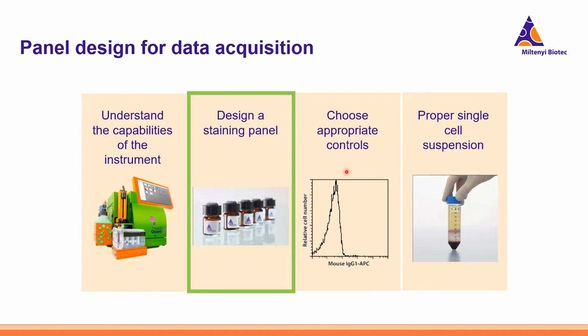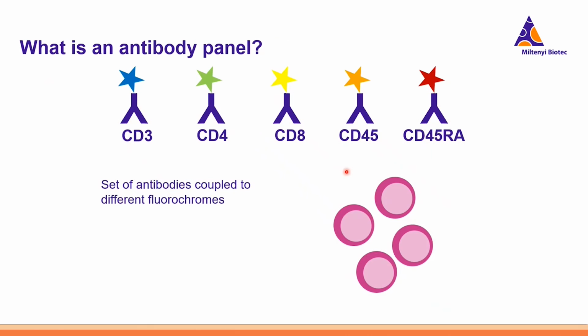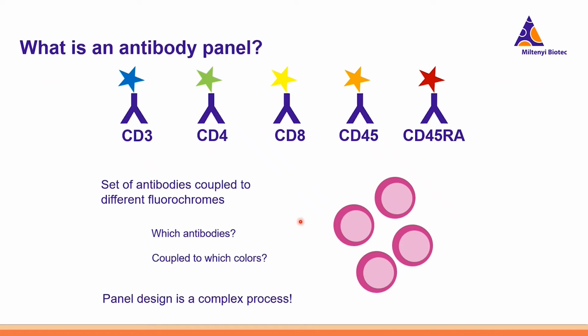So now that we have our cytometer, we understand what channels are available, let's look at how to design a staining panel. So what is an antibody panel? Well, it's a set of different antibodies that are coupled to different fluorochromes. I have a few T cell markers picked out here, and they have some colors attached to them. But are these the right antibodies to look at? Are these the right fluorochromes? Which ones to choose? It can be pretty complex if you don't know what you're doing.